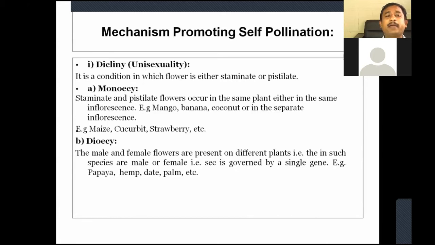For example, in the case of mango, you can see male and female flowers in the same plant, in the same inflorescence, but at different positions. You can take banana or coconut, where the staminate and pistillate, male and female flowers, occur in the same plant. If you take mango, it is a cross-pollinated crop.